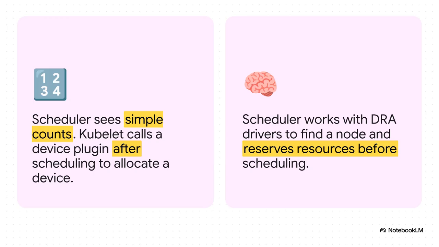Now, contrast that with DRA on the right. The whole process gets way smarter. A user makes a rich, attribute-based request. I need a GPU of this specific model with this much memory and this specific feature. The scheduler then has a direct conversation with DRA drivers running on the nodes to find a specific device on a specific node that perfectly matches that request. And here's the kicker. It reserves that device before the pod is even scheduled. All the intelligence moves up from the node into the scheduler, enabling much smarter, cluster-wide, and aware placement decisions.